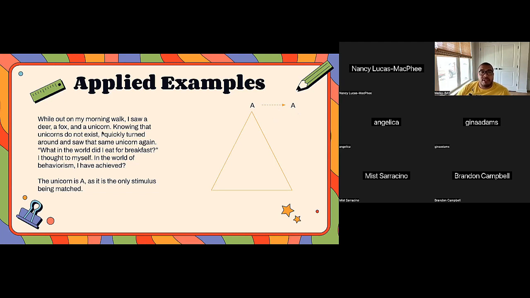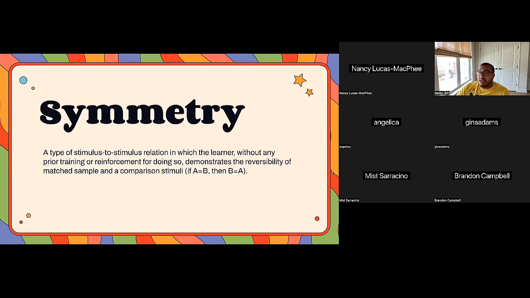I am going to answer questions as we go because I don't want to get too deep and then backtrack. So questions on reflexivity. Great. Identity matching, pretty straightforward. Next, we have symmetry. Not so straightforward.